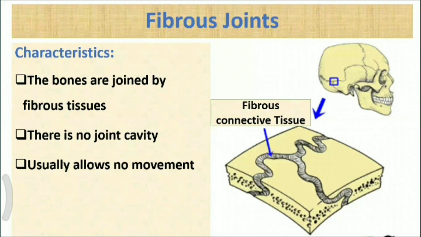So how will it produce movements? Bones are joined by fibrous tissue. There is no joint cavity, it allows no movement. So what is the aim of this joint? Again, it helps in bone growth. Along the sutural margin, cranial bone growth takes place.